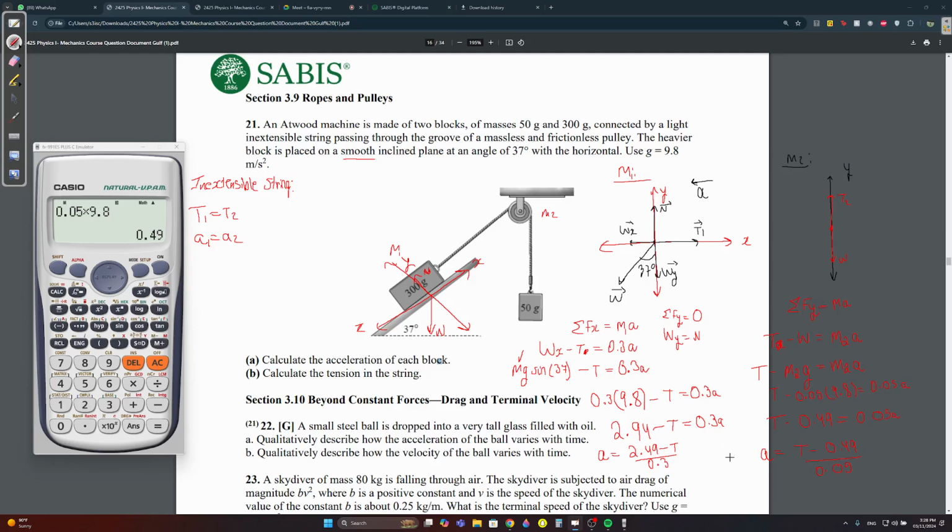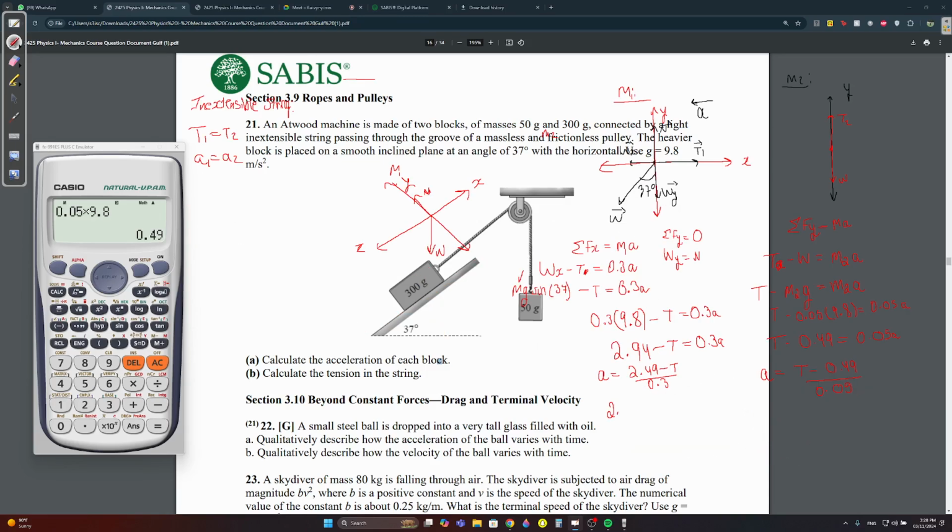Now I have two expressions for a. Can't I just equate these to each other? Yes. I'm going to get 2.49 minus T over 0.3 is equal to T minus 0.49 over 0.05. If you have a calculator that can solve equations, you can do this on your calculator. Oh, why did I put 2.49 with it? It's 2.94 here. My bad. 2.94. Okay, 2.94 minus x over 0.3 equals x minus 0.49 over 0.05.